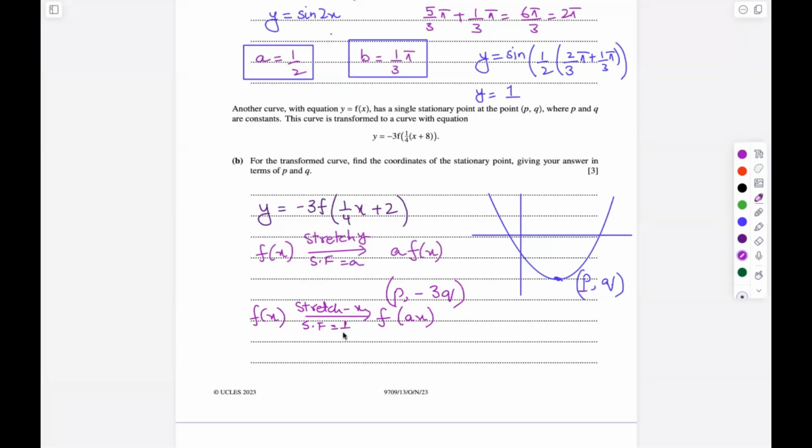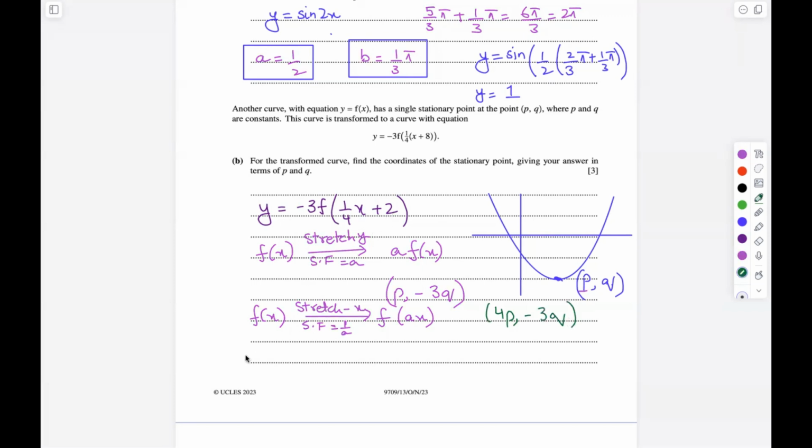So there's a slight difference with stretching in the x and the y direction. If it is f of ax, the scale factor is taken as 1 upon a. Now in this case, as we have 1 upon 4x, it means that the scale factor will be positive 4. So after a stretch of scale factor 4 in the x direction, as 1 upon 4x would mean it has been stretched 4 times in the x direction. So the x coordinate will multiply by 4 and the y coordinate will remain as it is. So this p coordinate will now become 4p and the y coordinate will remain as it is. So this will be 4p comma minus 3q.